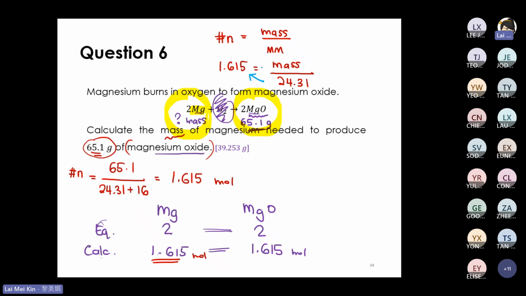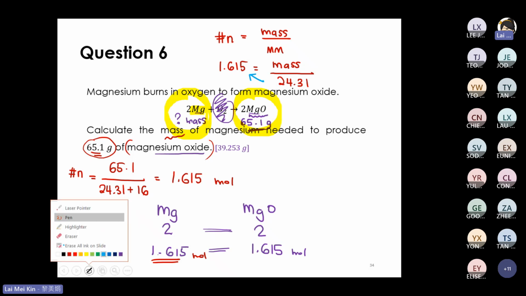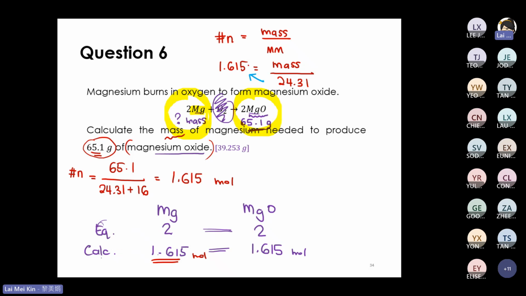Okay, so mathematically, mass is equal to 1.615 multiplied by 24.31. So what do you get for the mass? Okay, can somebody double check? 39.26. Okay, is that all? Yes, gram. You must have the unit.